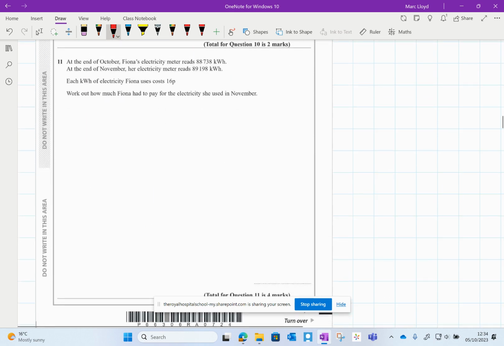Okay. Oh, loads of people make mistakes with this. If you don't practice your past papers, you're in trouble because this is quite a common question. At the end of October, Fiona's electricity meter reads that number, and then at the end of November, it reads that number. So the difference is how much electricity has been used.